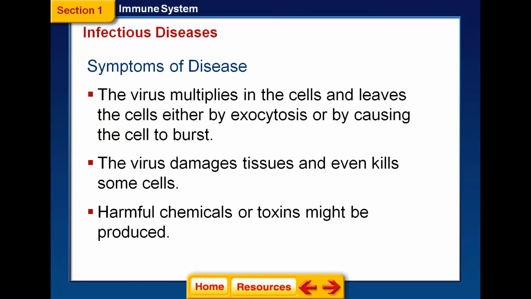The virus or bacterium gets into the cell and multiplies. A virus multiplies in the cells and leaves either by exocytosis, just leaving the cells through pores, or by causing the cell to burst. This is more dangerous, because the cell is going to die in this case. A virus damages tissues and even kills some cells, while other organisms like bacteria may produce toxins inside the cells, like in the disease called botulism.